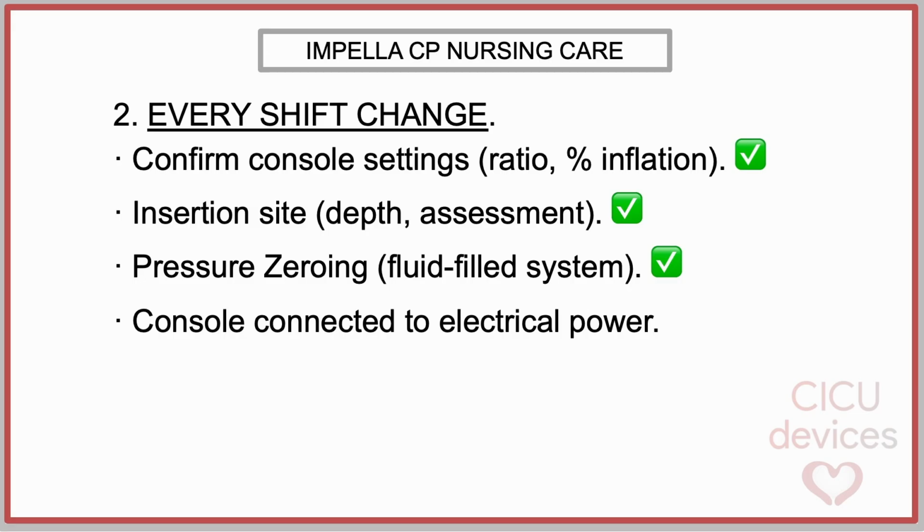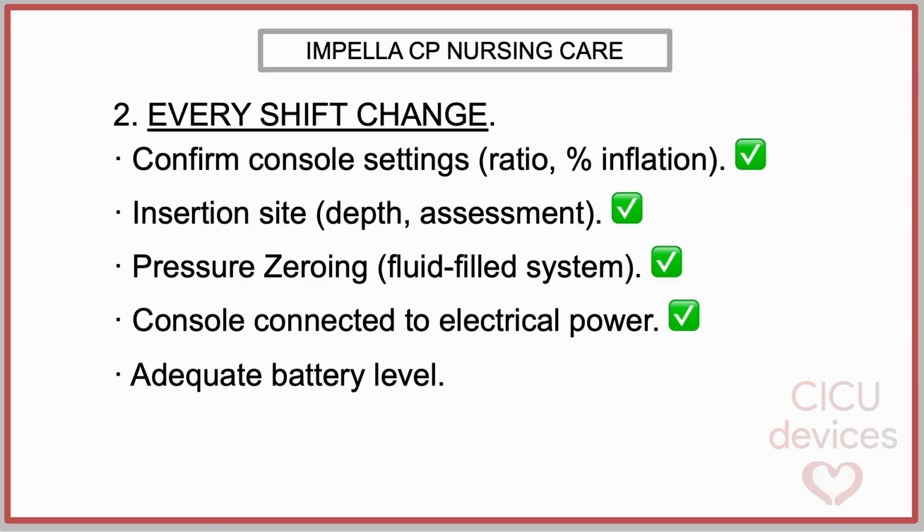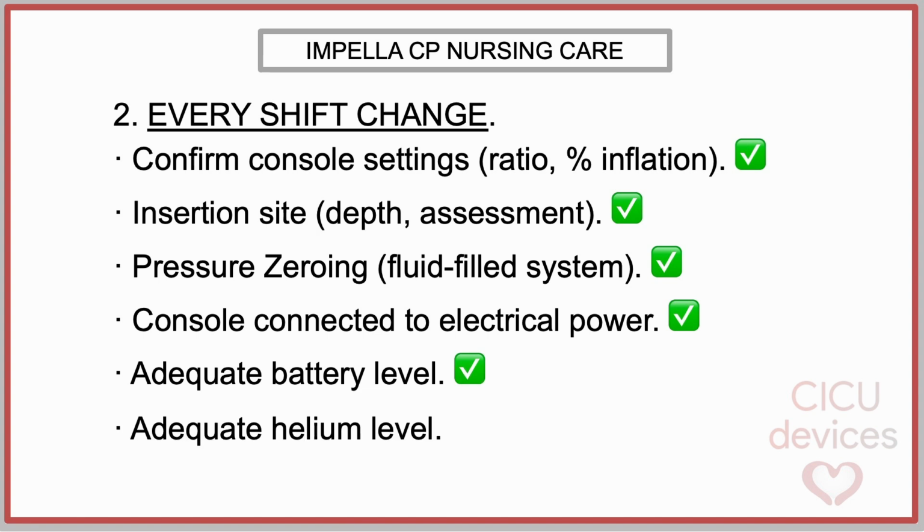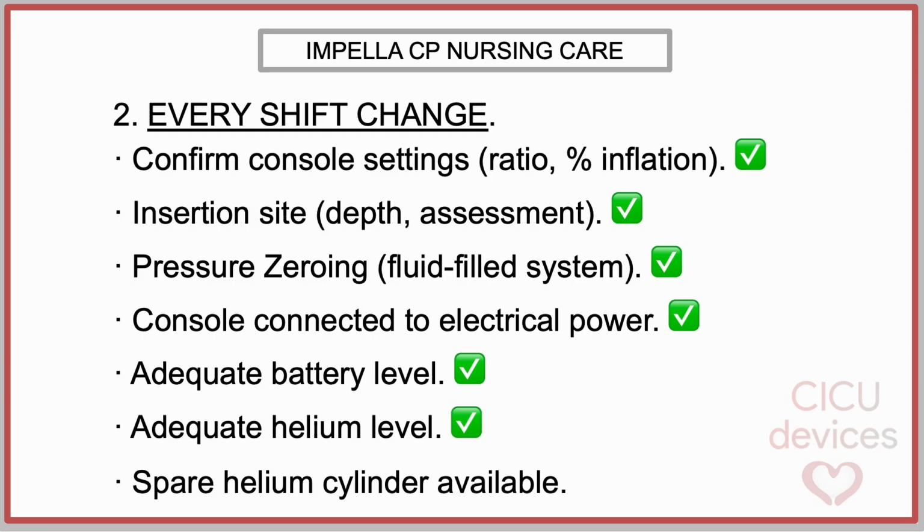Confirm that the console is connected to the mains power supply and that the display or indicator lights confirm operation on external power. Verify that the battery charge level displayed on the console is sufficient to allow safe operation in case of a temporary power interruption. Check the helium supply indicator on the console to ensure that the available helium level is sufficient for continued counterpulsation. Confirm that a backup helium cylinder is readily available in the unit and prepared for immediate replacement in case the primary helium supply becomes depleted.